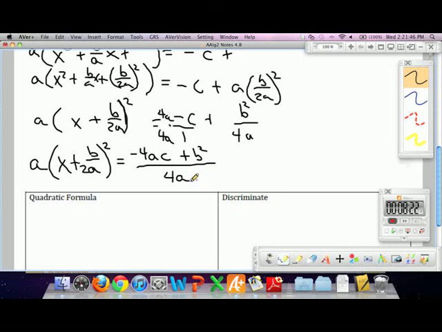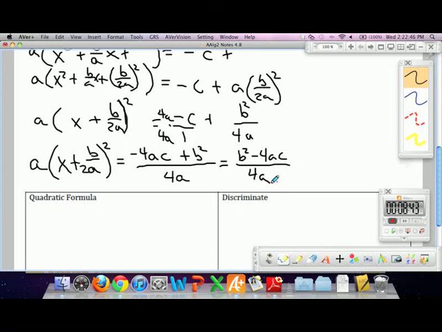Shouldn't it be 4a plus 4a? So it should be 4a squared on the bottom. Rewrite this as b squared minus 4ac, because that's what we want it to end up as anyway. We know where we're headed.